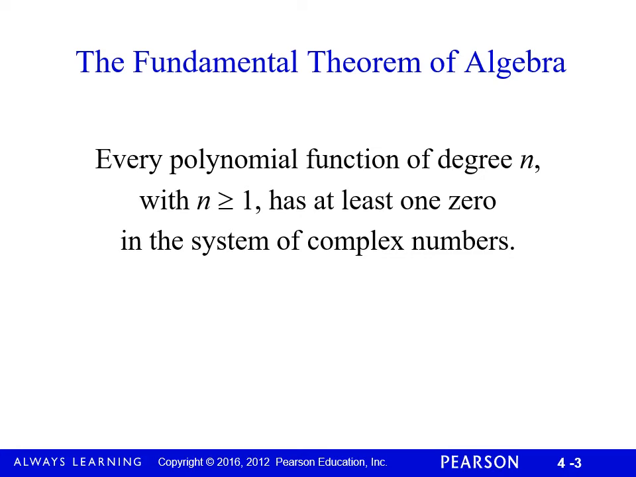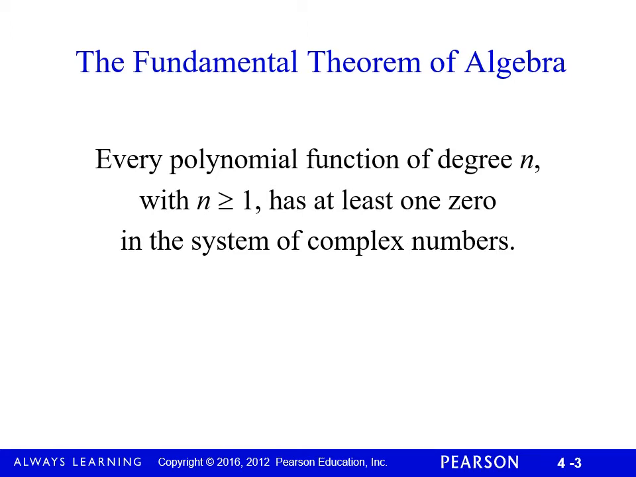Every area of math, every subcategory of math has a fundamental theorem. And the fundamental theorem of algebra states that every polynomial of degree n, remember that's the largest exponent, a quadratic is a degree 2, a cubic is a degree 3. Every polynomial function of degree n with n greater than or equal to 1 has at least one zero in the system of complex numbers.